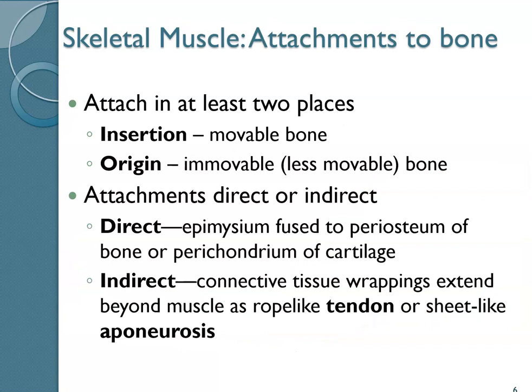So each muscle has at least two attachment points. One is considered an origin, the other one is the insertion. The origin is wherever that connection, when that muscle contracts, does not move or is less movable, whereas the insertion is what moves. So basically the insertion moves towards the origin.